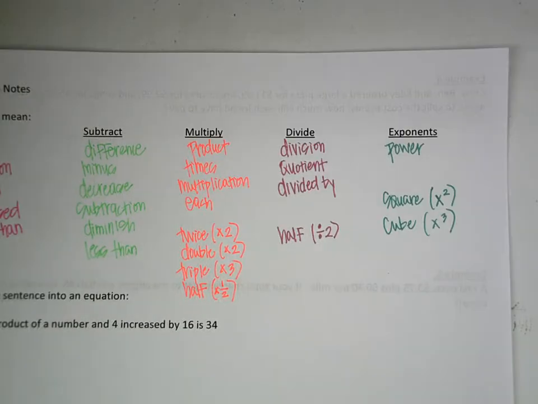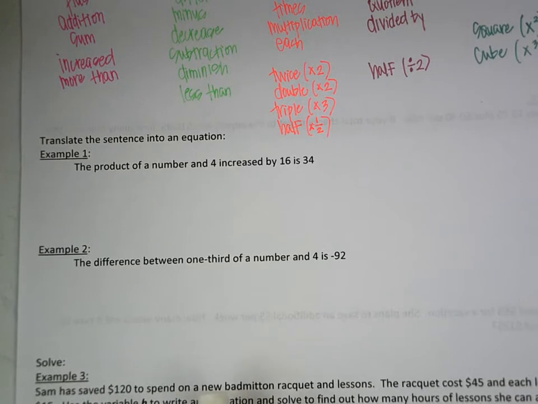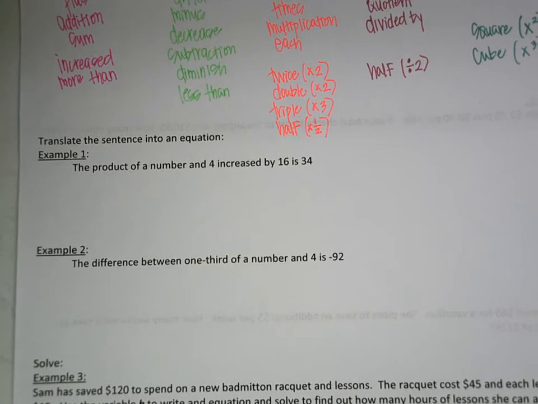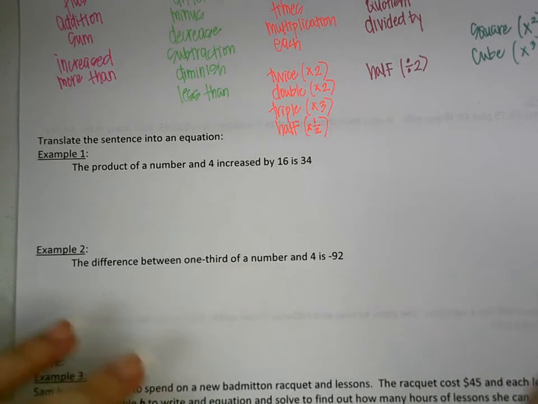So before we can write our sentences, we have to know what some words mean, obviously. There are a couple of sentences that we're going to practice writing. The first one is: the product of a number and 4 increased by 16 is 34. The biggest thing you need to know here is, what does the word is mean in an equation?